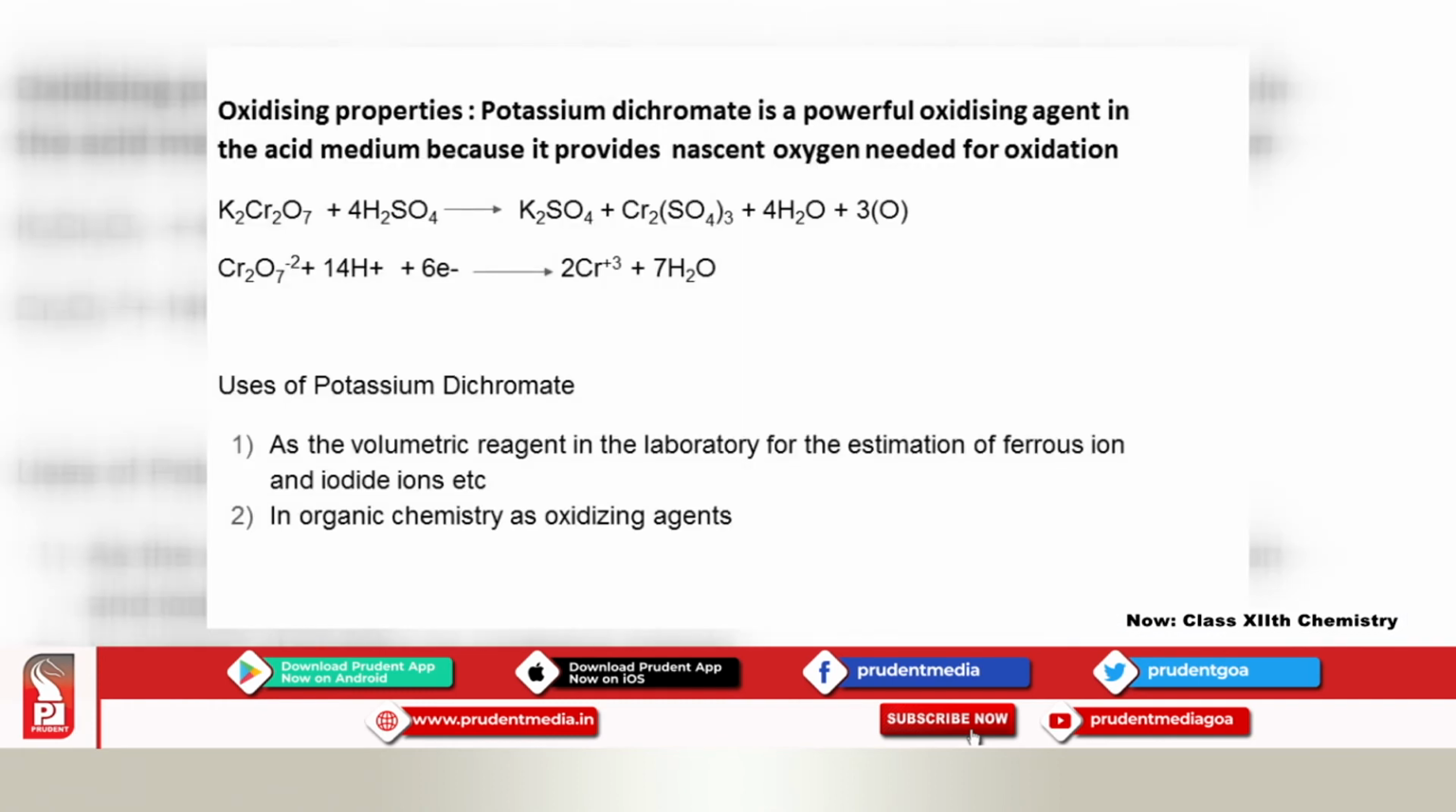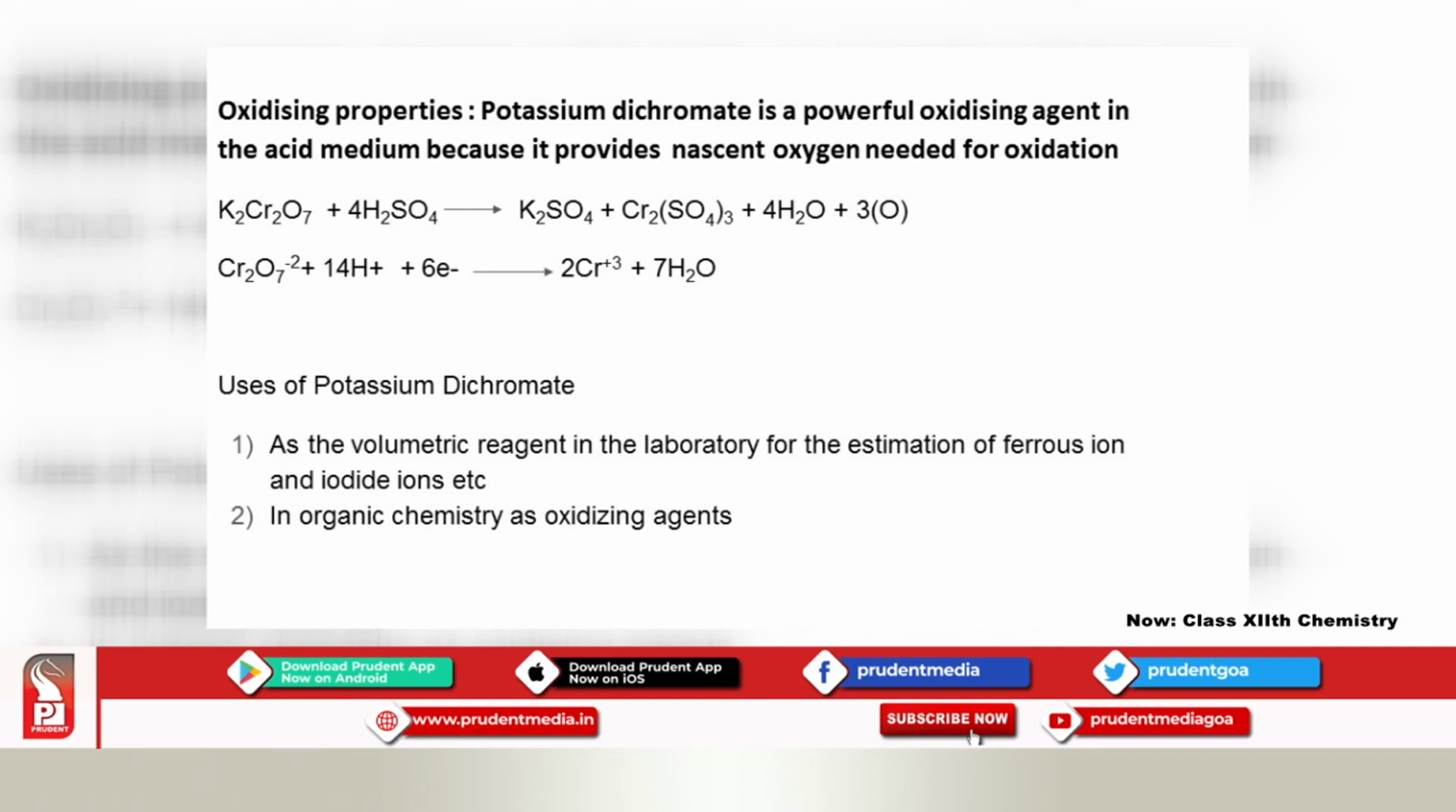oxidizing properties. Potassium dichromate is a powerful oxidizing agent, that we know. The reason is it gives nascent oxygen, which is required for the oxidation. Potassium dichromate in acidic medium gives K2SO4, Cr2(SO4)3, water and nascent oxygen. The Cr2O7 2 minus ion with H plus and 6 electrons gives Cr 3 plus ion and 7 water.